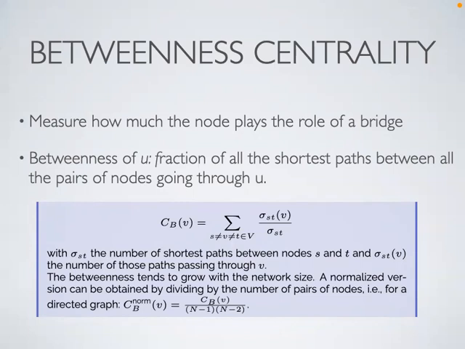For instance, if you have a network which is clearly organized with a core and a periphery, like a city, but you have some node at the periphery which is connected to many neighbors, then it will be far from all the others, but still it will have a high degree. Okay, so what we're interested in is to get centralities which are really different from each other, and betweenness often offers a different picture of the importance of nodes. So basically it measures how much the node plays the role of a bridge, and it's defined as the fraction of all the shortest paths between all the pairs of nodes going through u.